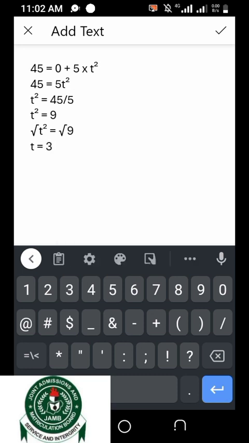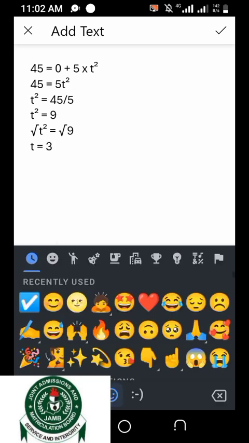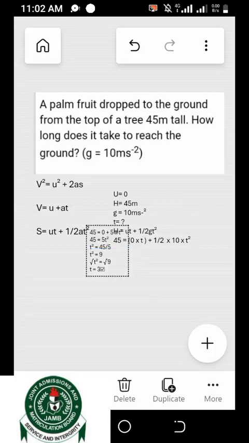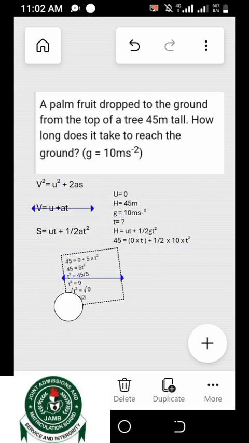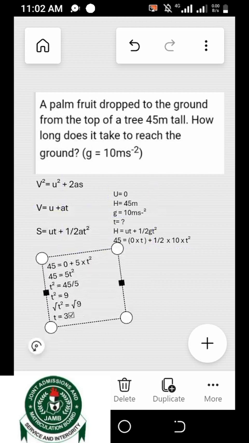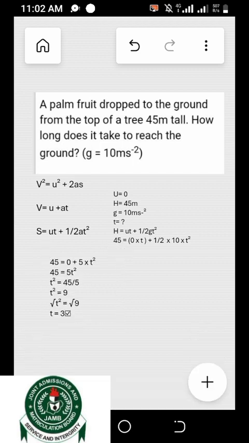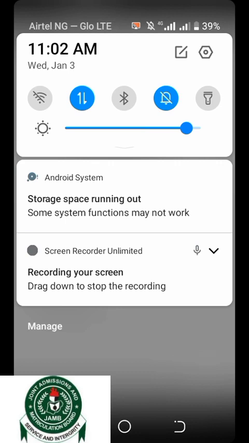3, right? So this is very correct. This is our correct answer. So take note. Very, very correct. So this is our answer. Our answer is 3. So using this equation, we got this answer. So take note of that.